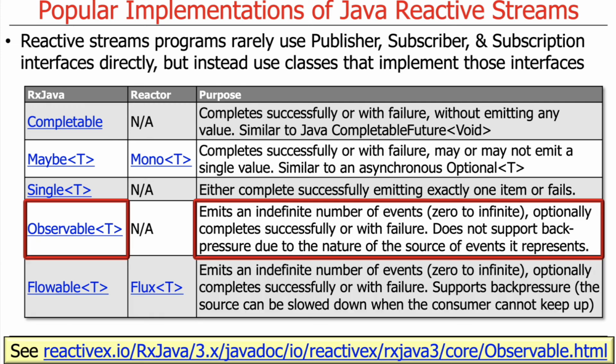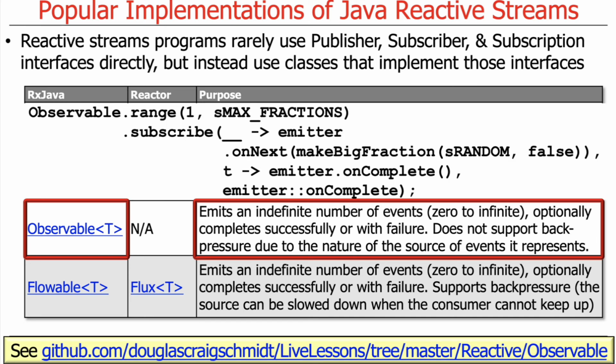You can have something called an observable, which is very much like a flux in that it can emit an indefinite number of events from 0 to an infinite number, optionally returning success or failure. Unlike flux, however, observable does not support back pressure. So it'll just send events as quickly as it can, which could be a problem.